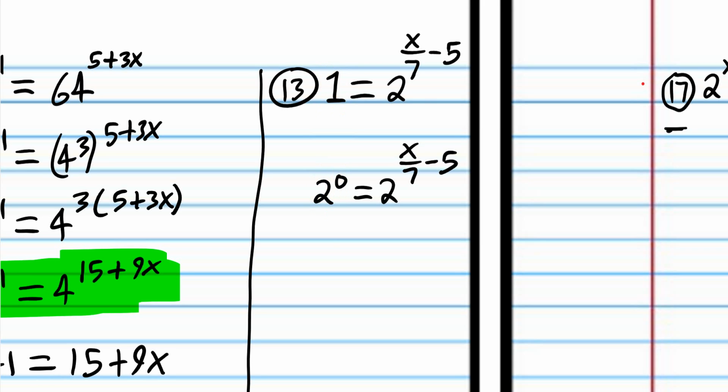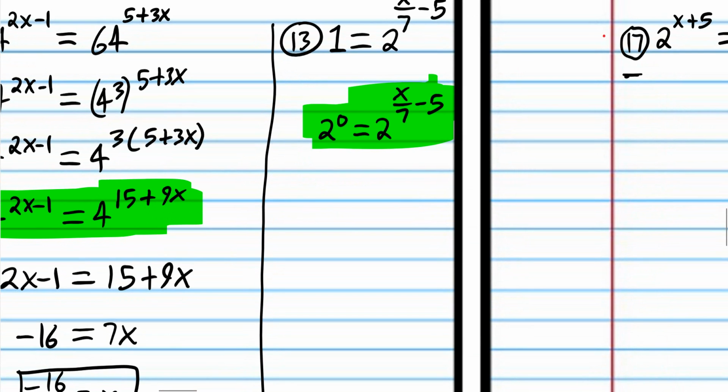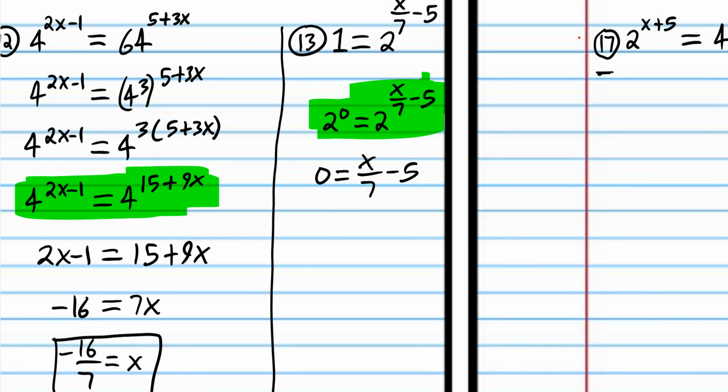So at this point, you know where I'm going here. We have the same base, exponential expressions that are equal to each other that have the same base. And so the exponents are equal to each other, and if you solve that, we get x is equal to 35. That's just a two-step equation. Now, if you're rusty on two-step equations, you can go back to my pre-algebra course.